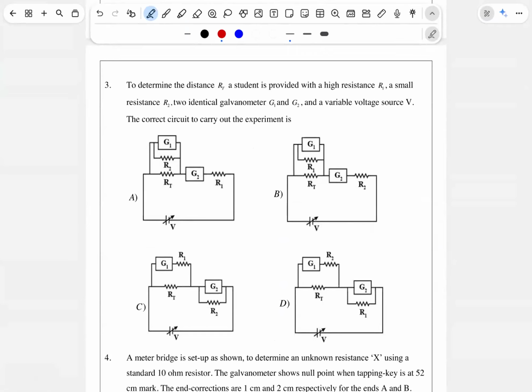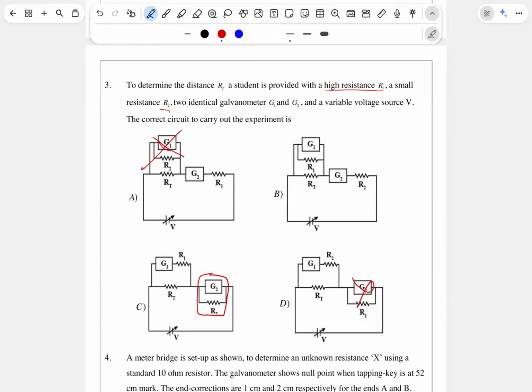See, very simple. If you want to use a galvanometer as an ammeter, the galvanometer must be shunted. So there should be some parallel resistance to the galvanometer. High resistance is R1, small resistance is R2. First see any G parallel to R2 situation. G parallel to R2 is here. Okay, this is an ammeter. Because this is not an ammeter. This is also an ammeter, but the ammeter is not connected in parallel. So this is wrong.